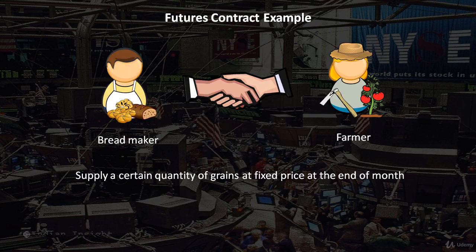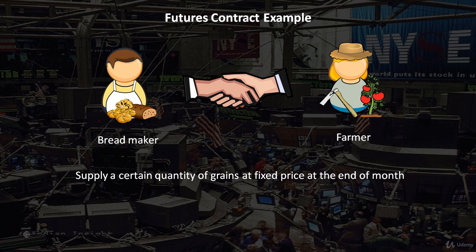Let's say a bread maker enters a contract with a farmer for supply of grains at a fixed price at the end of the month. Now the farmer is obliged to deliver him the grains at the end of the month, and the buyer will pay him the fixed price decided as per the contract. If during this period the price of the grain goes up, then the buyer is insulated from this change in price. This is essentially the essence of a futures contract and how it works in case of a commodities futures contract.